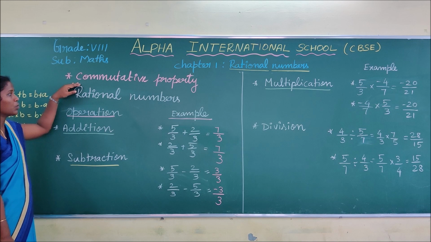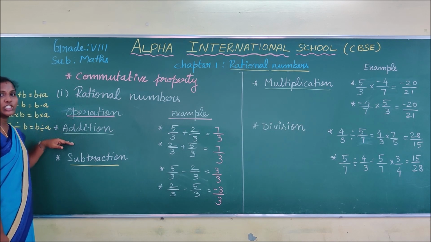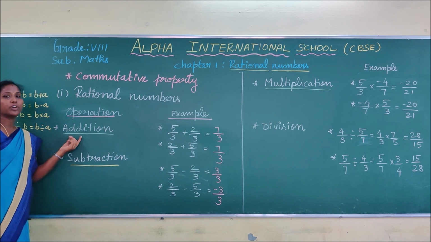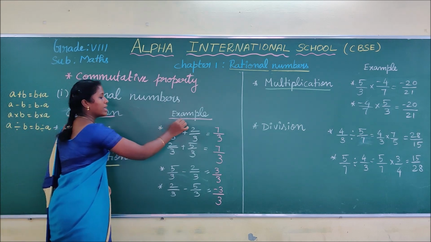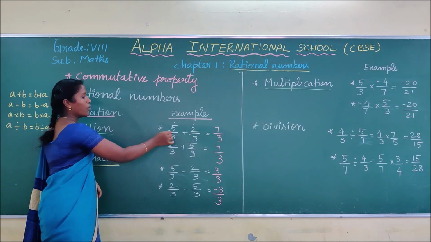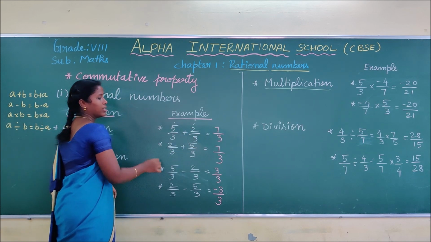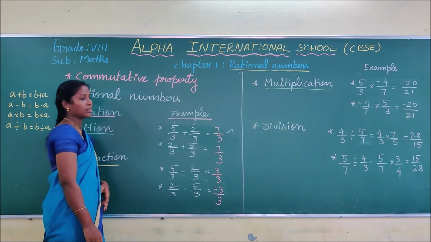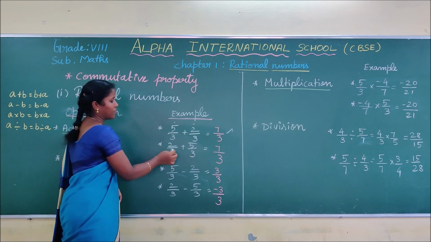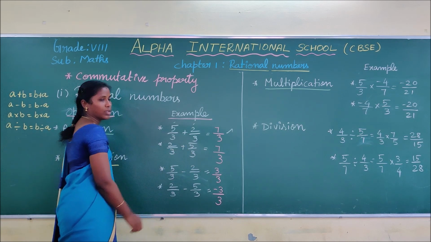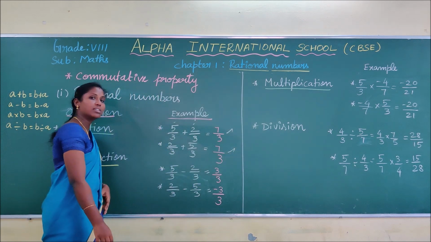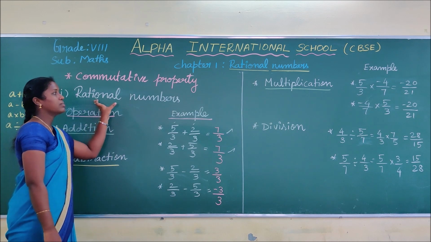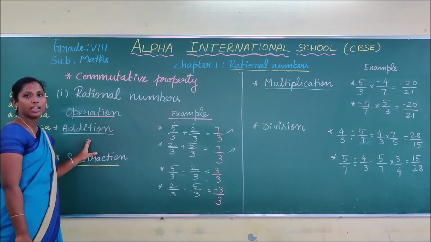Whether the commutative property holds for rational numbers under addition, subtraction, multiplication and division. So first, let us check for addition. Here, we are adding two rational numbers, 5 by 3 plus 2 by 3. This is in the form of A plus B. What is the result? 7 by 3. I am replacing it in the form of B plus A. So 2 by 3 plus 5 by 3. What is the result? 7 by 3. Whether the results are equal in both forms? Yes, they are equal. So we can say that the rational numbers satisfy the commutative property under addition.